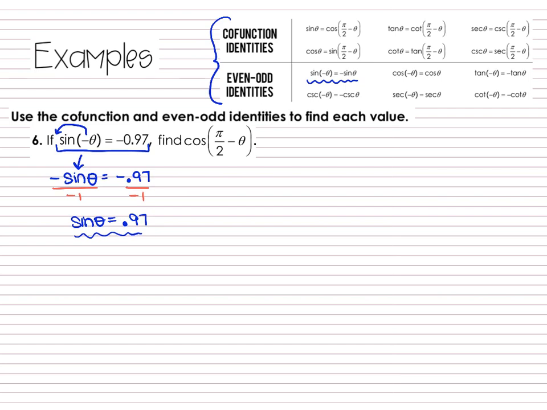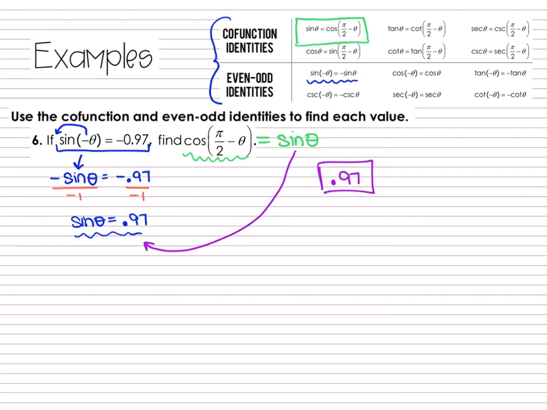The second piece asks us to find the cosine of pi over 2 minus theta. If we come up here, the sine of theta equals the cosine of pi over 2 minus theta. So the cosine of pi over 2 minus theta is the same as sine of theta, which we've already solved for. Our final answer is going to be 0.97. Now, there could be different ways to approach this. Feel free to do it in a different order, but what we're doing is taking things that are a little more complicated and trying to write them in a simpler fashion.